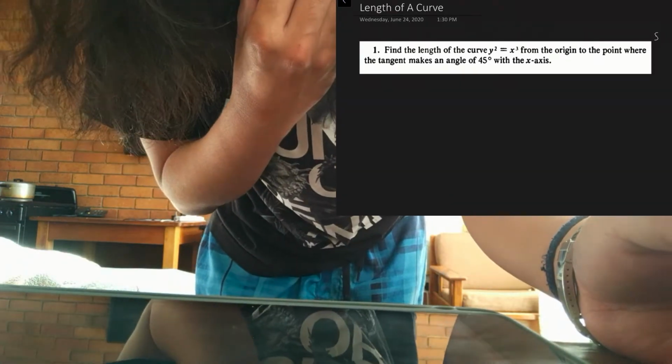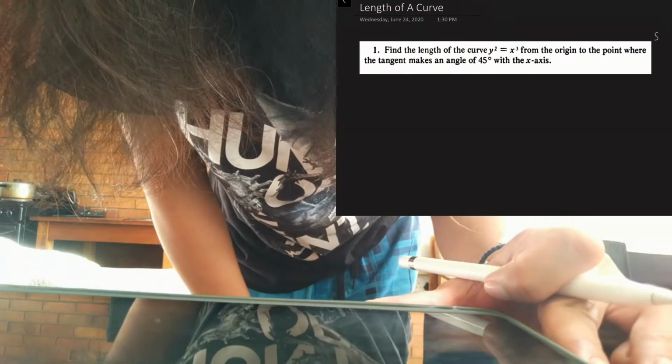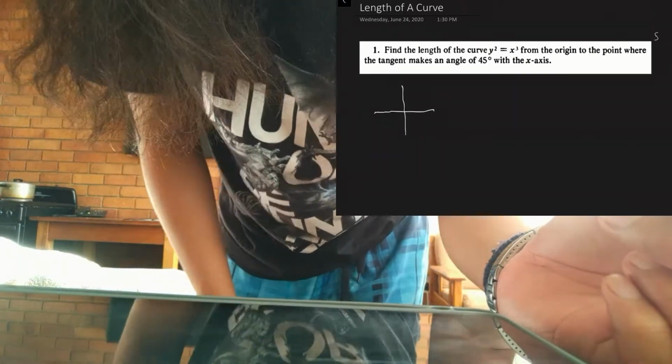Find the length of the curve y squared equals x cubed from the origin to the point where the tangent makes an angle of 45 degrees with the x-axis. So initially, what we can do is draw that up. We can study this particular curve, how it looks in our real plane.